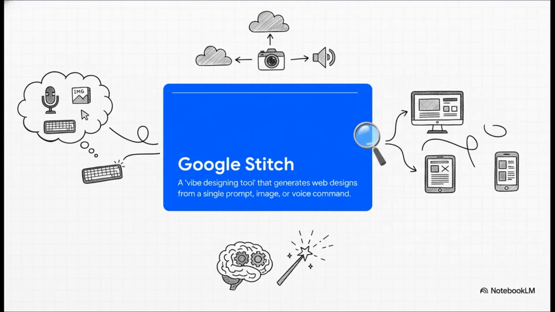All right, so what is Google Stitch exactly? Well, they're calling it a vibe designing tool. The idea is you can throw anything at it, a text prompt, a picture, you can even just talk to it, and poof, it's supposed to generate a complete web design. That's the dream, right? Effortless, top-tier creation at the drop of a hat.